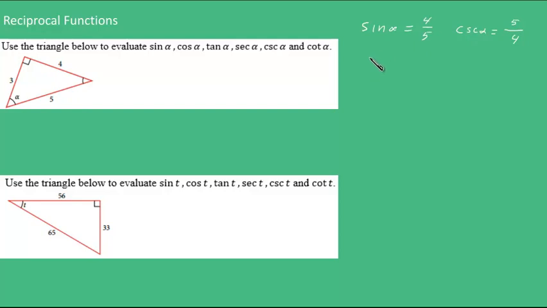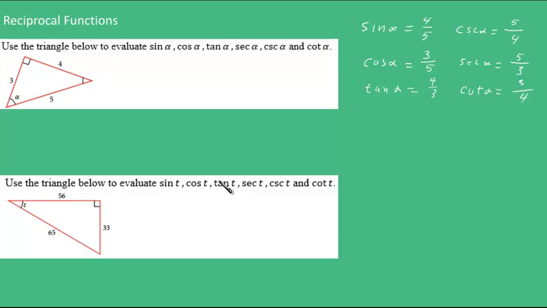Let's look at the cosine of alpha. Cosine of alpha is the adjacent, which is 3, over the hypotenuse, which is 5. Notice the hypotenuse is opposite the 90-degree angle. This means, of course, that the secant then of alpha is going to be equal to the hypotenuse, which is 5, over the adjacent, which is 3. Notice again, they're reciprocals. 3 over 5, 5 over 3. The tangent of alpha is the opposite over the adjacent, which is 4 over 3. And the cotangent of alpha is the adjacent over the opposite, which is then 3 over 4.